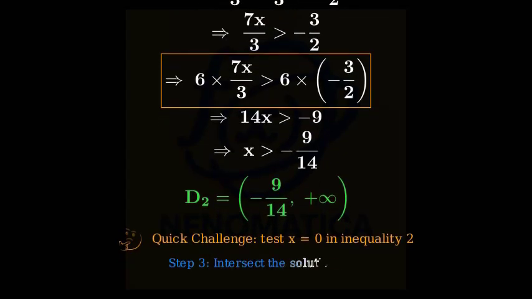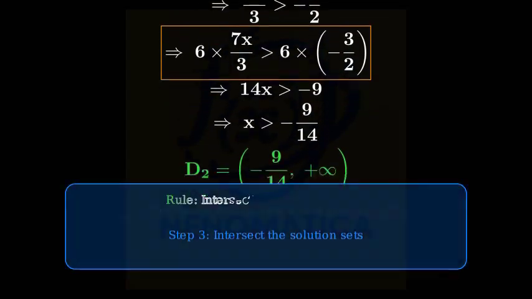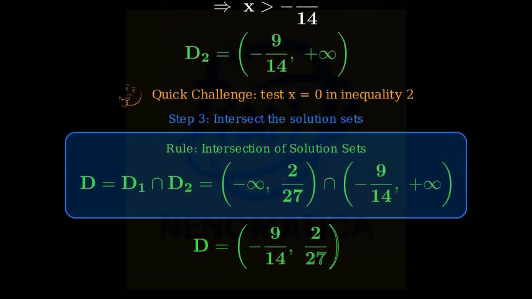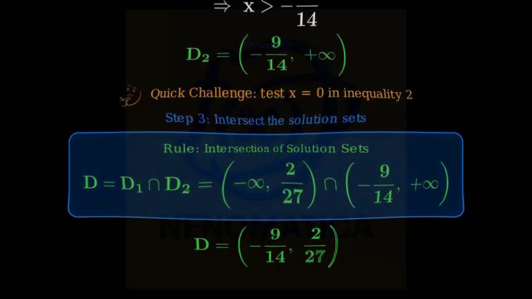Step 3. Intersect the two solution sets. The final answer is D equals D1 intersect D2. We will also illustrate the interval on a number line. Therefore, the solution of the system is all real x strictly between -9/14 and 2/27.